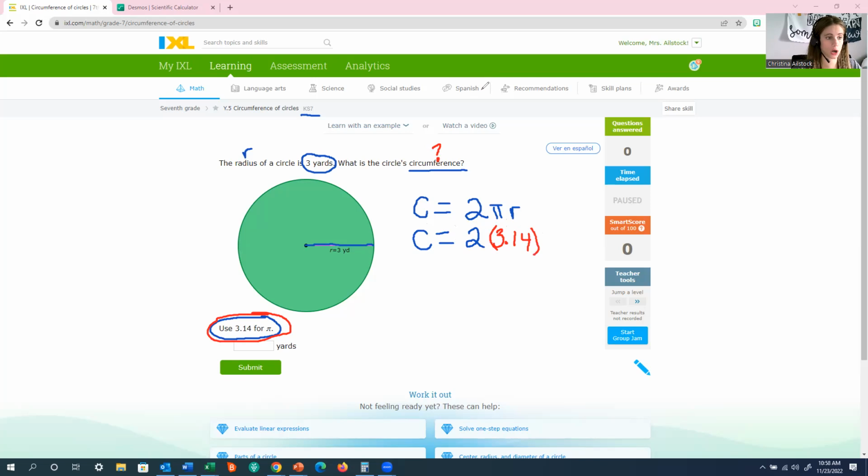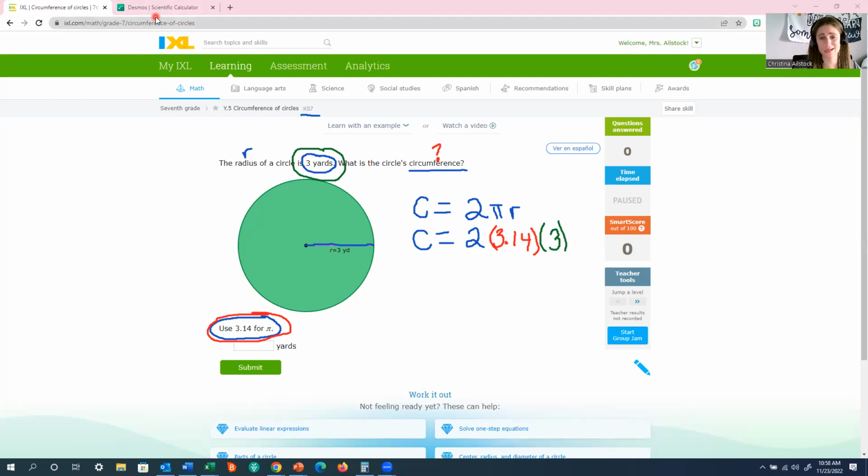And then for our radius, we were told that it is 3 yards. So that's going to go in for 3. And then at this point, you are allowed to use a calculator. For this first example, I will show you how to type it into the calculator just to make sure that you know how to do that. And then also, I will be using the Desmos scientific calculator. It's this other tab right up here. I'll put my spotlight on it.